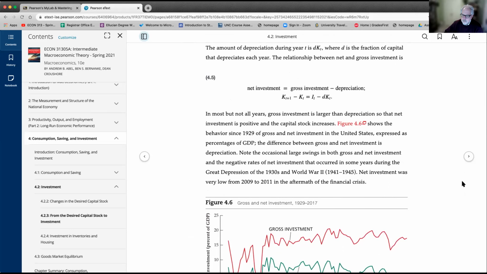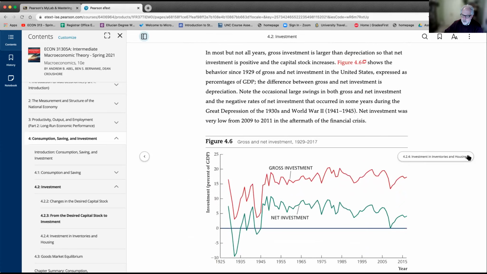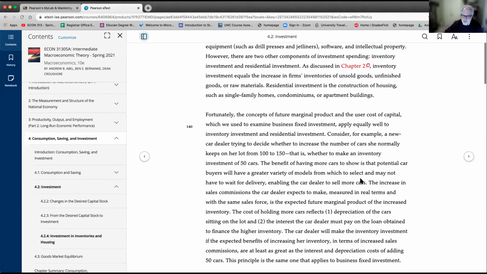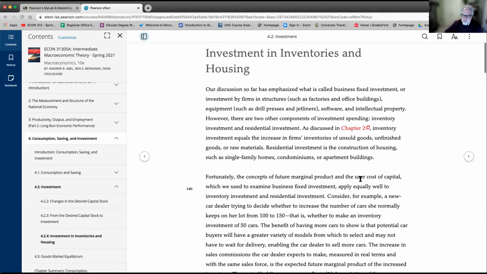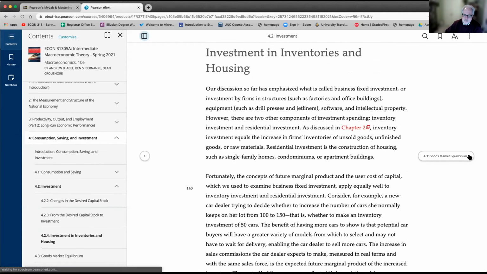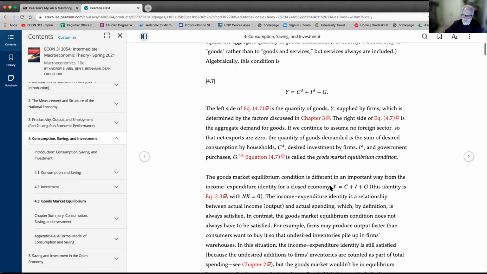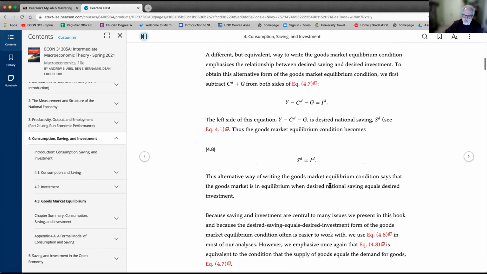And those are the things that, ultimately, is how we talk about investment, right? Inventories, housing, as well as investment in new capital. So we bring this all together to talk about goods market equilibrium. This goes through the process, and where saving equals investment, that's where equilibrium is.